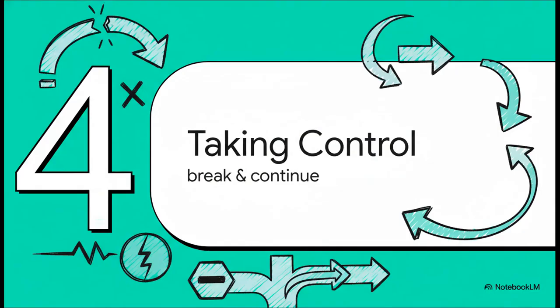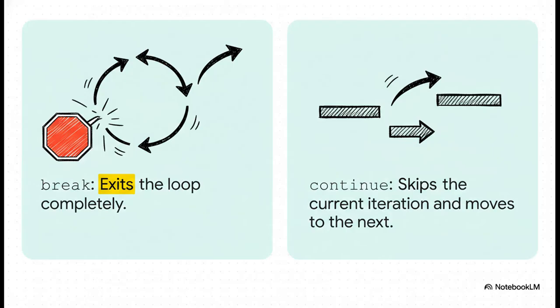Okay, so we've got our 2 main types of loops, for and while. Now let's level up a bit. Let's talk about how you can get even finer control inside a loop. We can do this with 2 powerful keywords, break and continue. Think of it like this. Break is your emergency eject button. The moment your code hits break, it completely bails out of the loop, no questions asked.